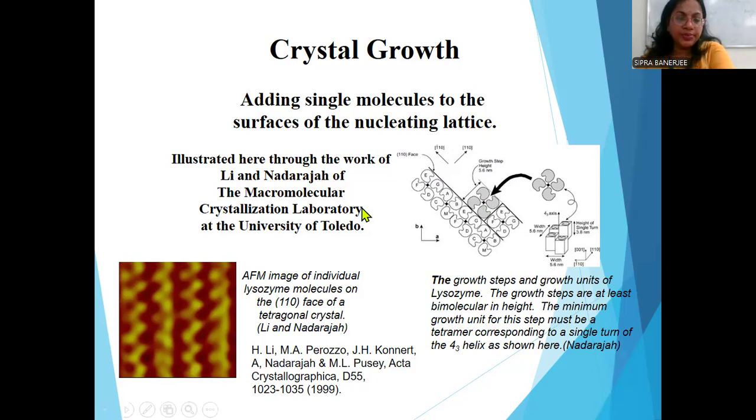Next, we can see the macromolecule work that was done at the University of Toledo. They have shown the image work, and whenever they are added in this fashion, they will show some diagram.